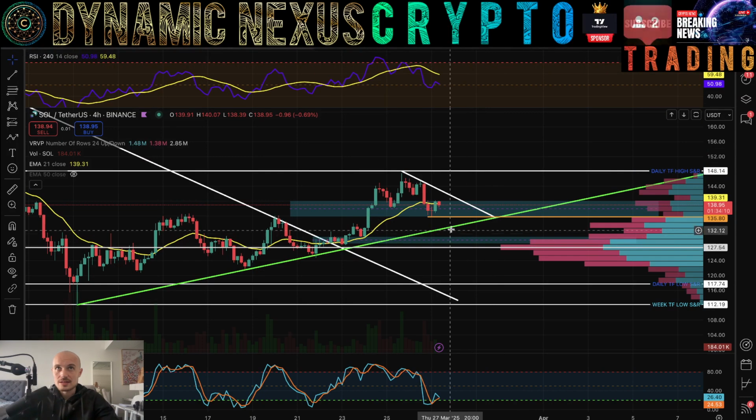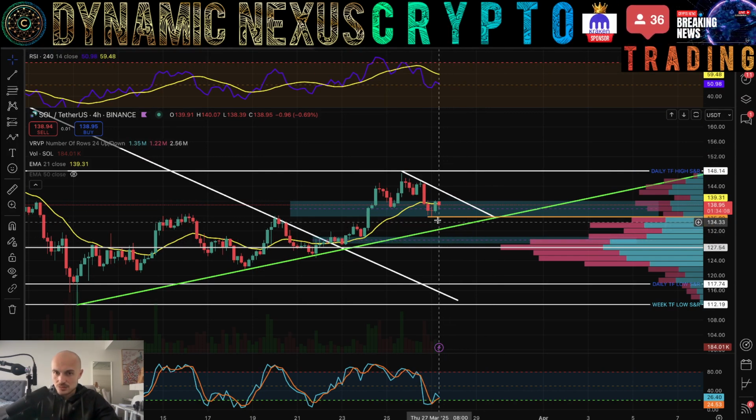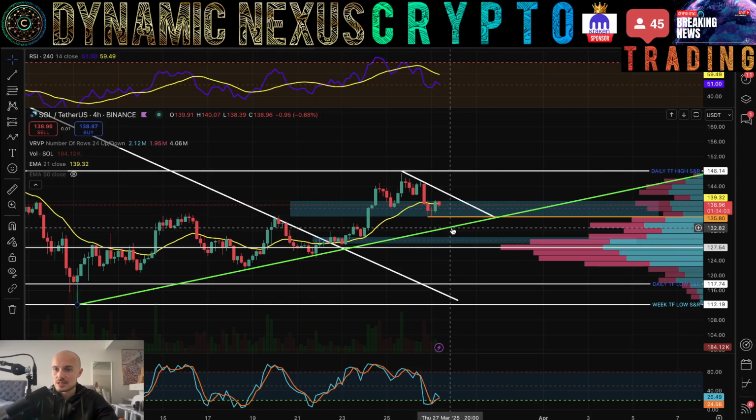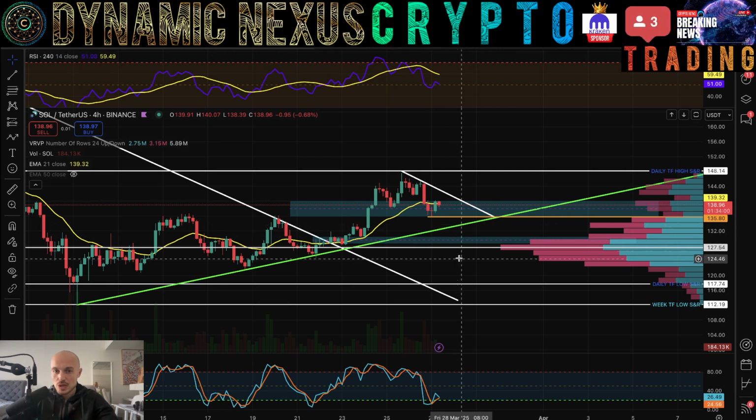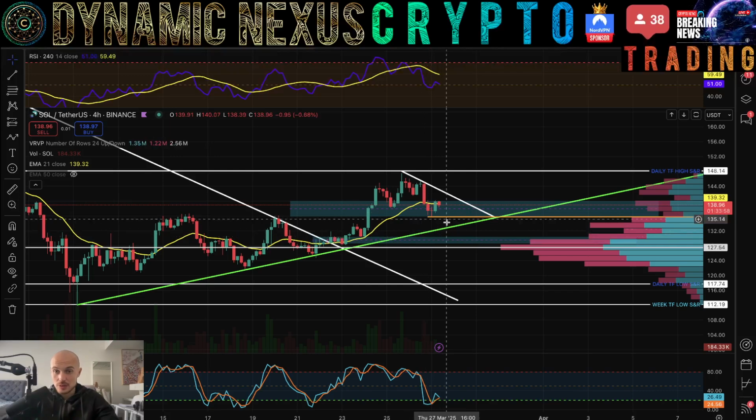I would not be surprised if people get stopped out, rejected from the 50 all the way down to revisiting 132-ish, because they love hunting people, and then we bounce back from there. So time will tell, guys. We just need to be patient. That's the little update for Solana USDT. Zooming out, I'm very bullish from the long term, but on the short term, expect maybe a bit of volatility and some rejections at a very key support and resistance area.